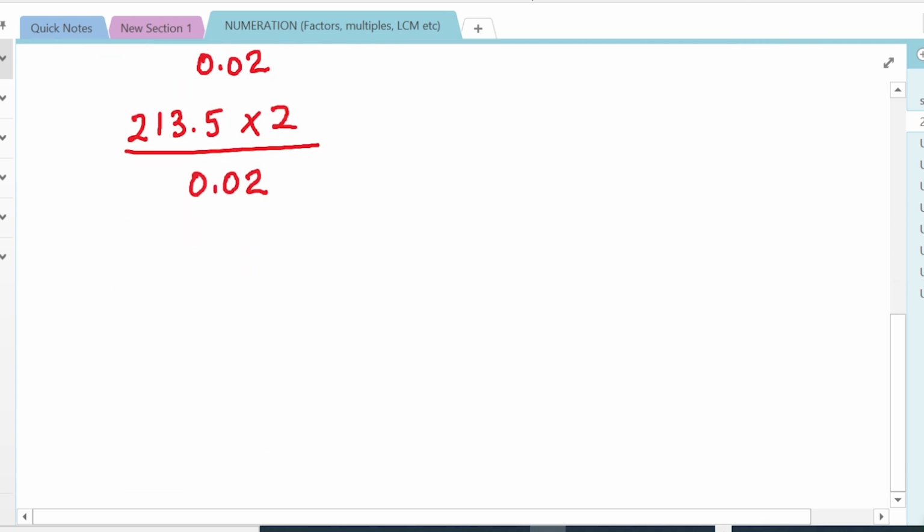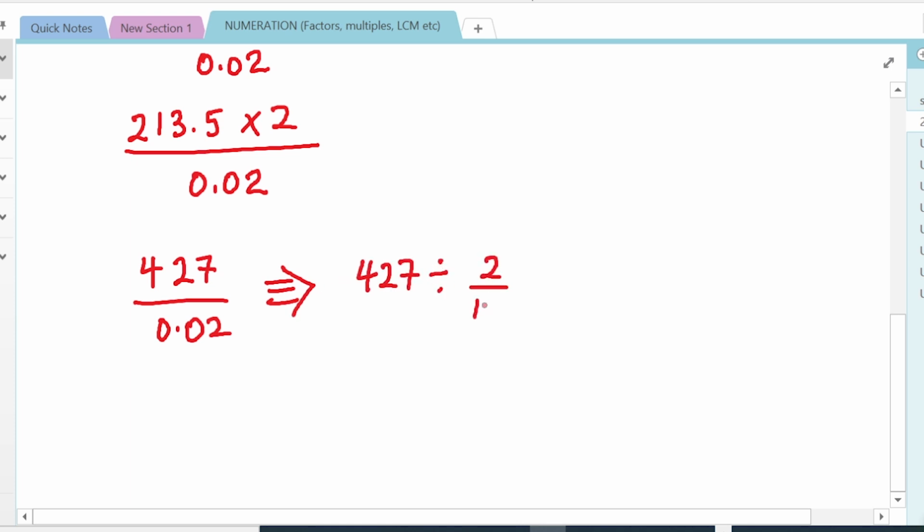Let's go slowly. What's 21.35 times 2? You end up with 42.7. Divide that by 0.02. This is definitely going to be equal to 42.7 divided by 2 over 100. This is 42.7 times 100 divided by 2, which is 4270 over 2.